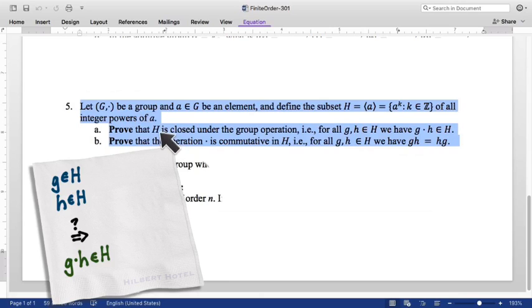I'm not asking you to prove that whole thing here, but I am asking you to do one piece of it, namely to prove that H has the closure property, which means that if I take any two elements of H, g and h, and I operate them together, gh, that product is also an element of H. And I'm using the word product here when what I really mean is the application of the operation of my group to g and h.